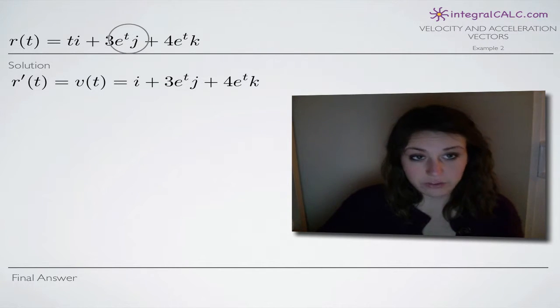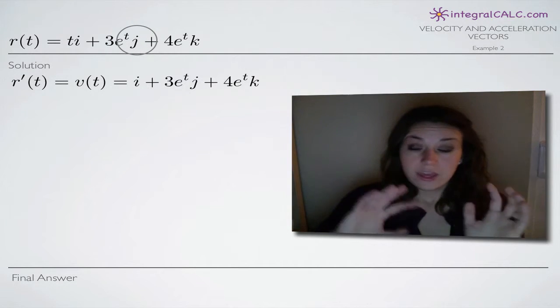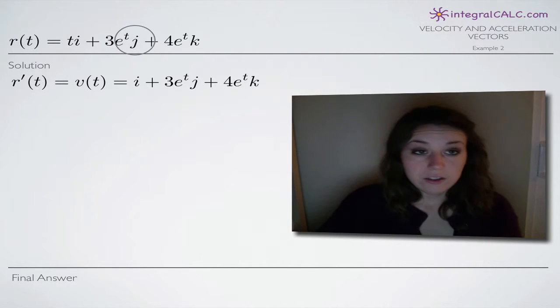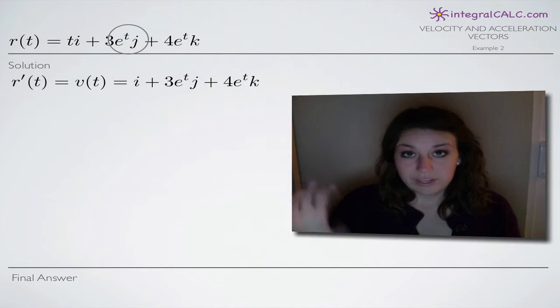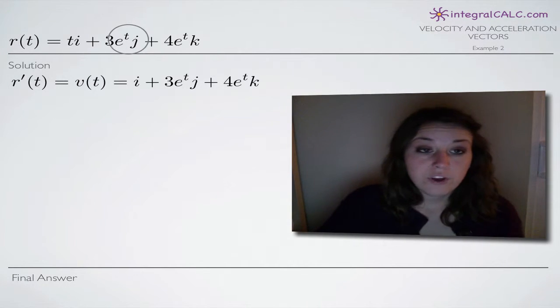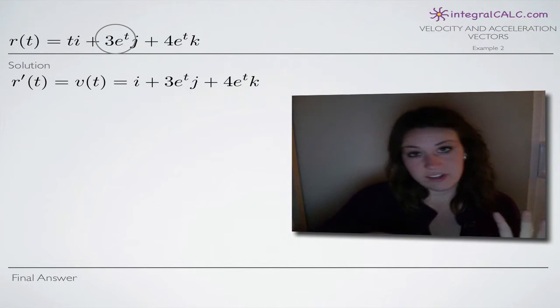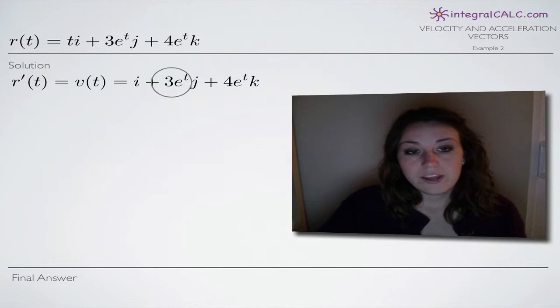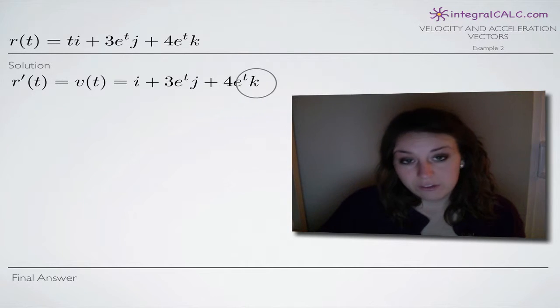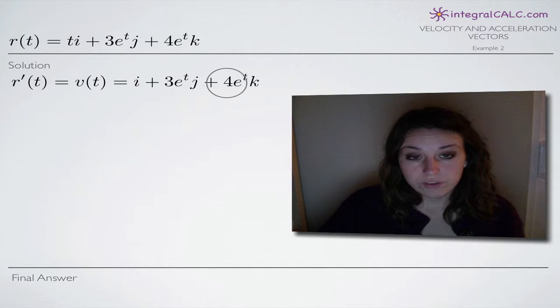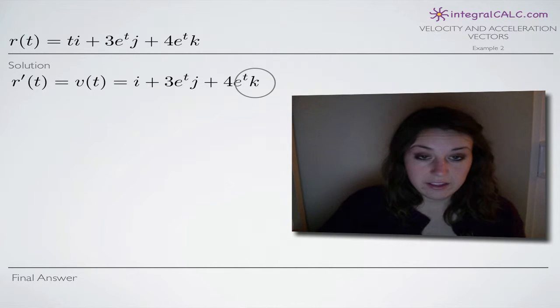So same thing here with this 3e to the t times j term. Ignore the j, pretend like it's not even there. We've got 3e to the t. Taking the derivative of that, we'll get 3e to the t. It stays, because remember, the derivative of e to the x is simply e to the x. So that whole term is going to stay, and then we just add the j back on. So we end up with 3e to the t times j, the same thing that we started with. And we're going to do the same thing for this coefficient here on k. It stays the same at 4e to the t times k.